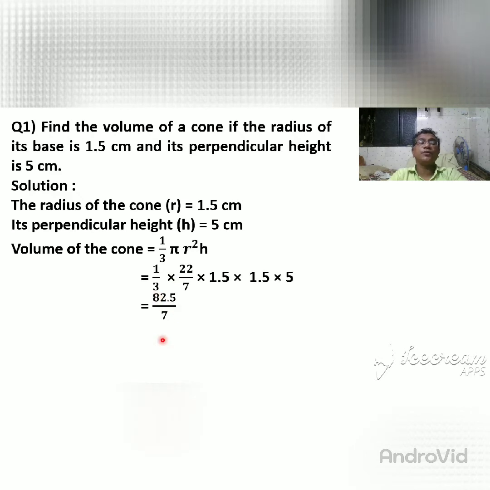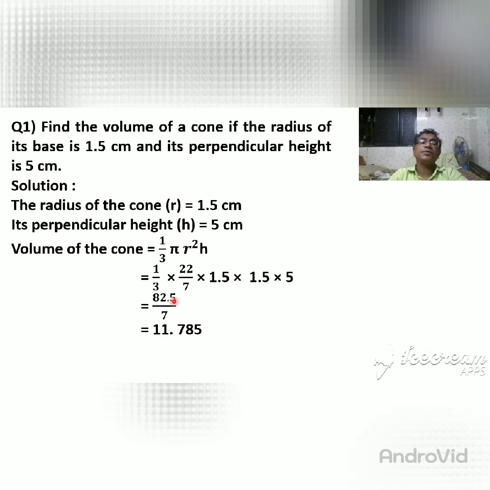7 1s are 7, 1. 12 remains. 7 1s are 7. 12 minus 7, what remains? 5. The decimal point, 7 7s are 49. In such a way you are getting 11.785. Means this, 7 is divided, 7 1s are 7. So here is 1. 8 minus 7, what remains? 1. And here is 2. This becomes 12. 7 1s are 7. 12 minus 7, what remains? 5. Here is the decimal point.